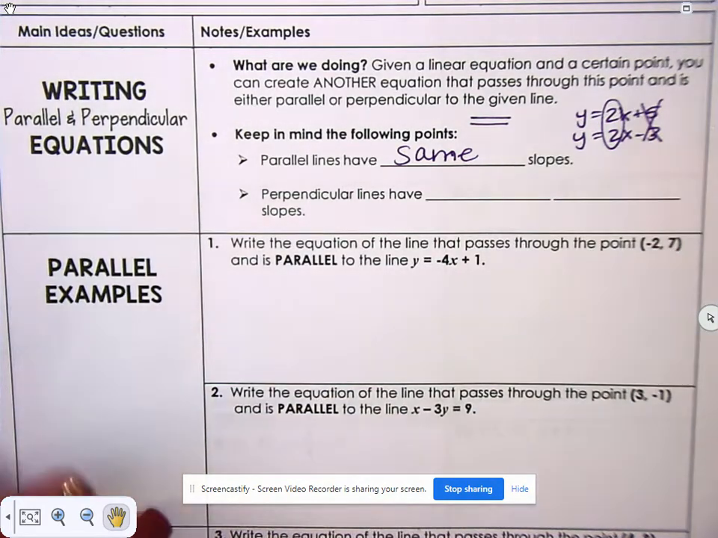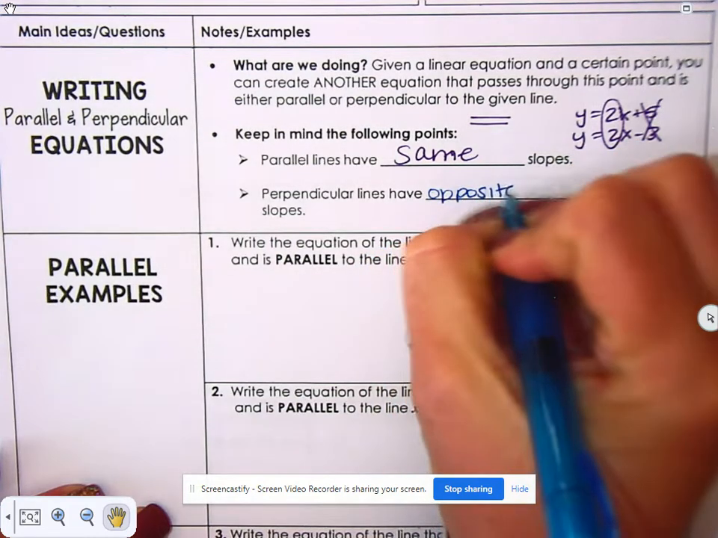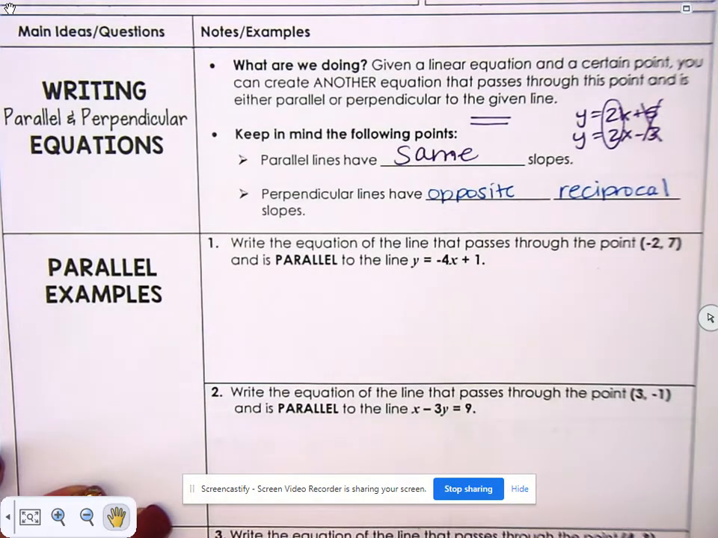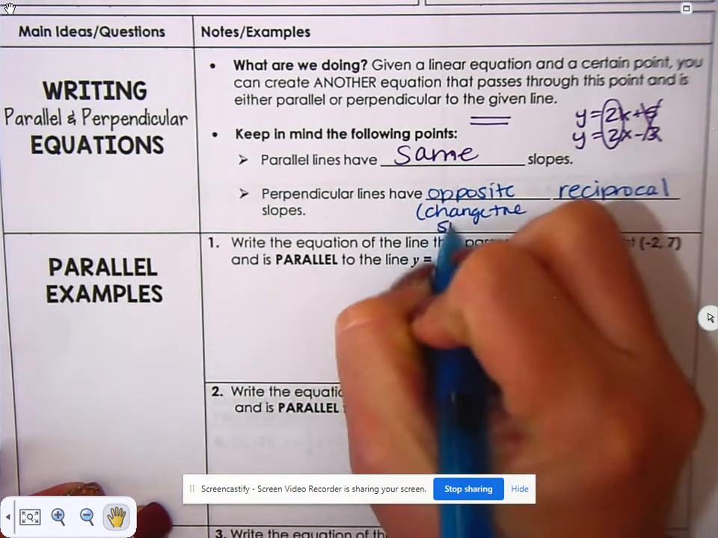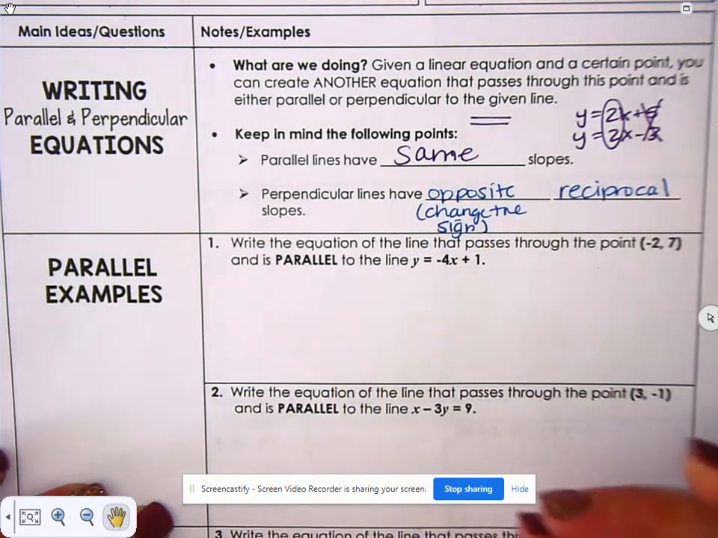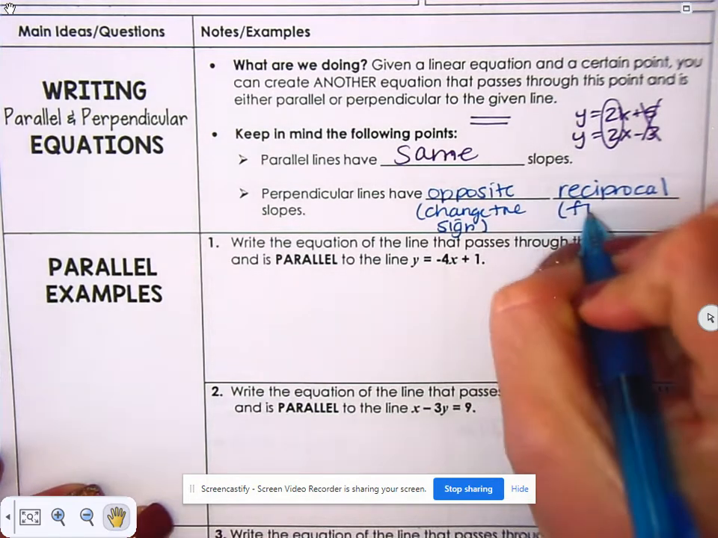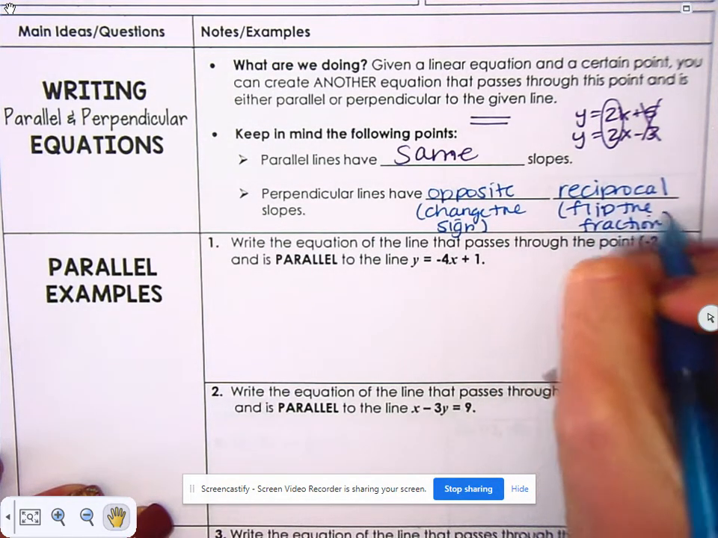Remember, parallel lines are lines that look like railroad tracks, an equal sign, something like that. Perpendicular lines have what we call opposite reciprocal slopes. Opposite means we're going to change the sign. So if my first slope is positive, my perpendicular slope will be negative. If my first slope is negative, my perpendicular slope will be positive. And the reciprocal means we're going to flip the fraction.